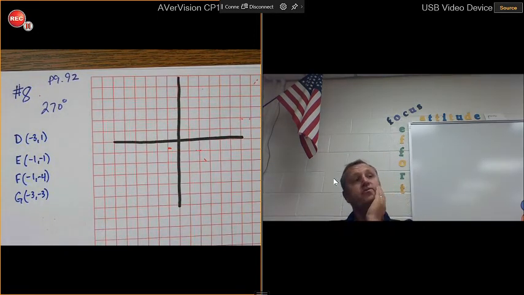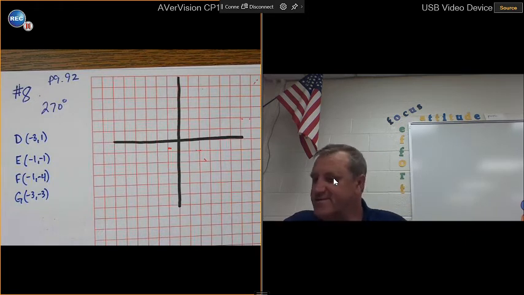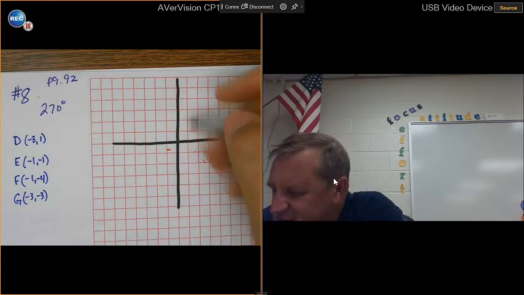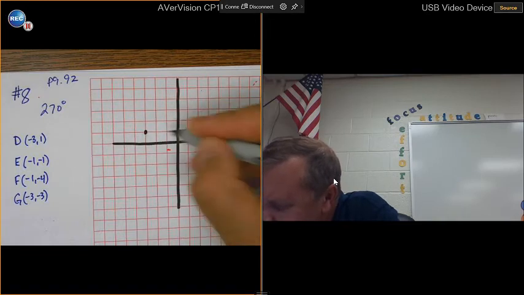That tells you what rule to use. If it's 270 degrees, think back to the chart you just put down in your notes. That'll tell you what rule to use. Does that help? Yeah. So D is -3, +1.